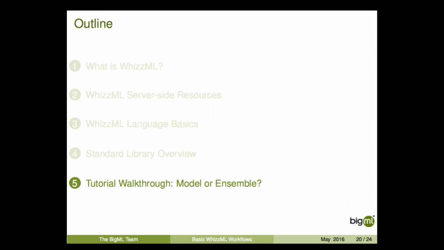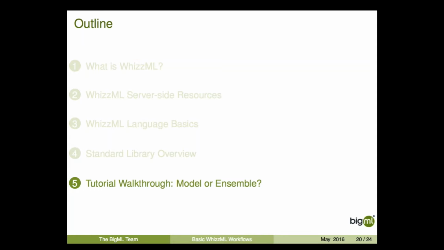Okay, so at the end of that fire hose of information about WhizzML, we'll take you through a little tutorial walkthrough here. And this, again, I mentioned at the top. This example basically is we're going to choose in a principled way whether or not we want to grow a single decision tree or an ensemble of decision trees to do predictive modeling on our data.